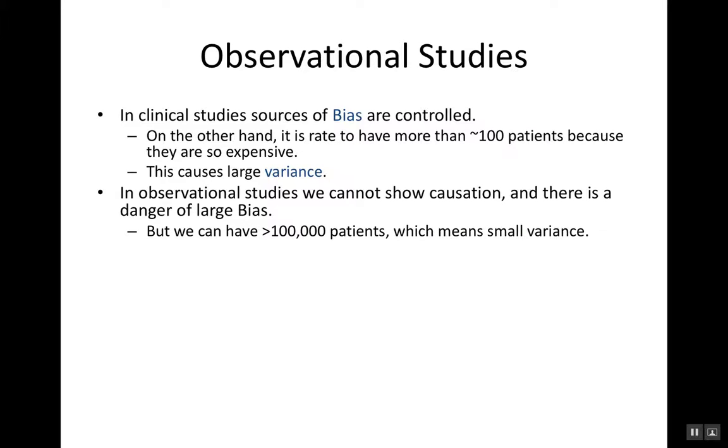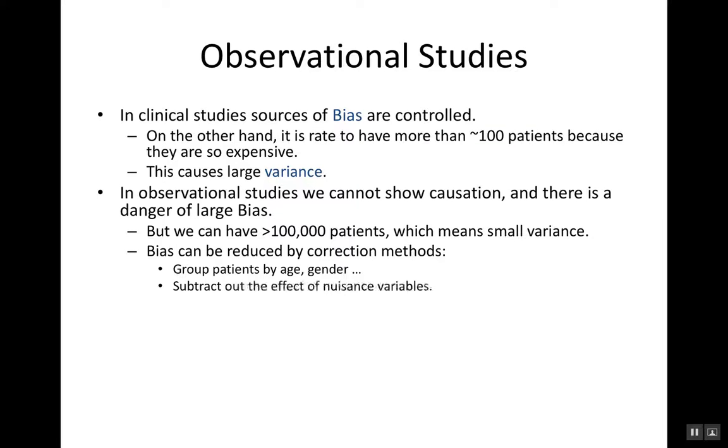But on the other hand, we can have hundreds of thousands of patients, which means that our variance is very small. And the bias can be reduced by various correction methods. You can group patients by age, gender, and so on to control for these other variables.